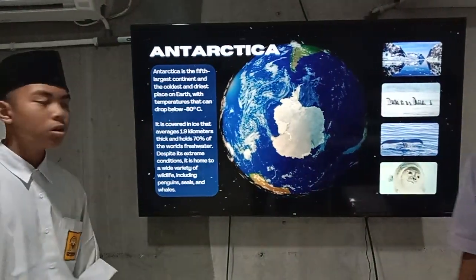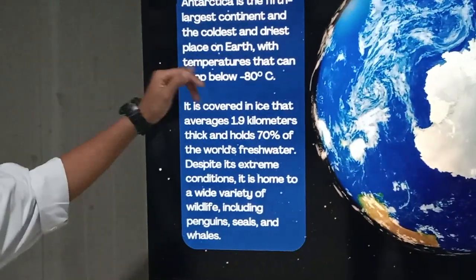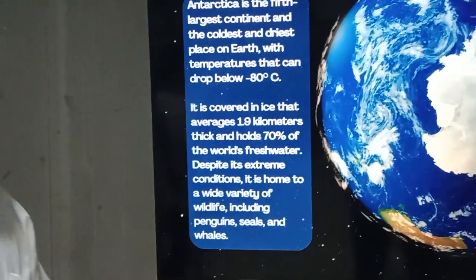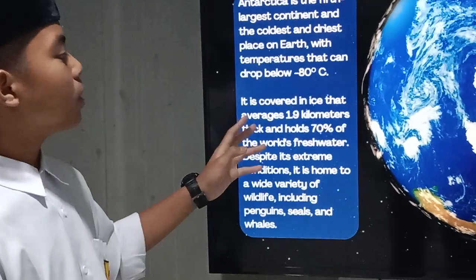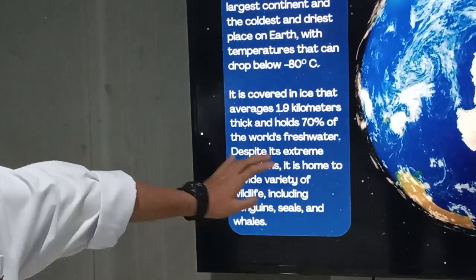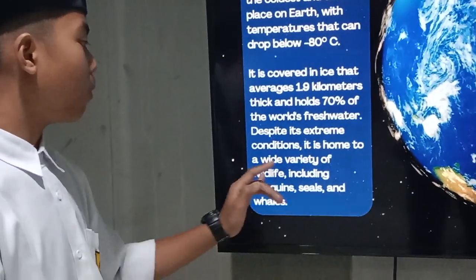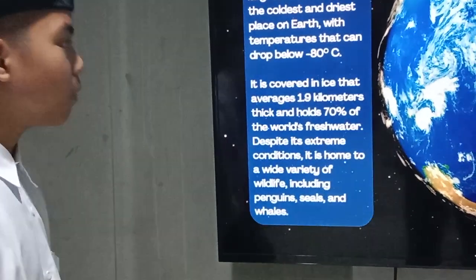And then we go to Antarctica. Antarctica is the fifth largest continent and the coldest and driest place on Earth, with temperatures that can drop below -80 Celsius. It is covered in ice that averages 1.9 kilometers thick and holds 70% of the world's fresh water. Despite its extreme conditions, it is home to a wide variety of wildlife, including penguins, seals, and other animals.